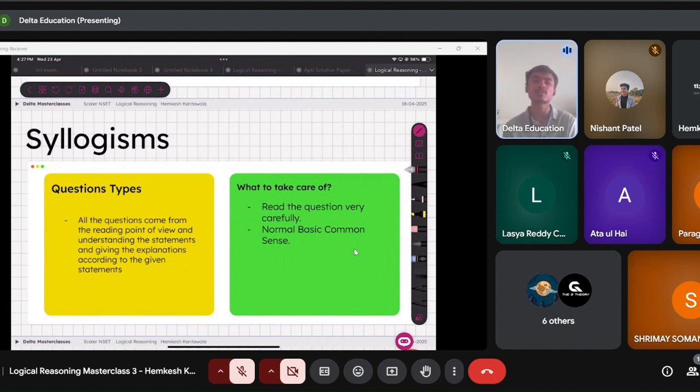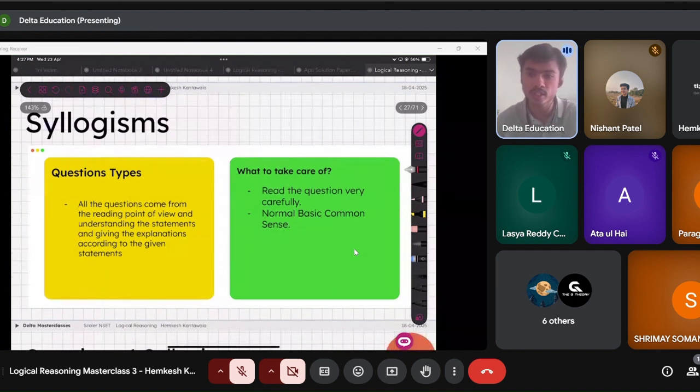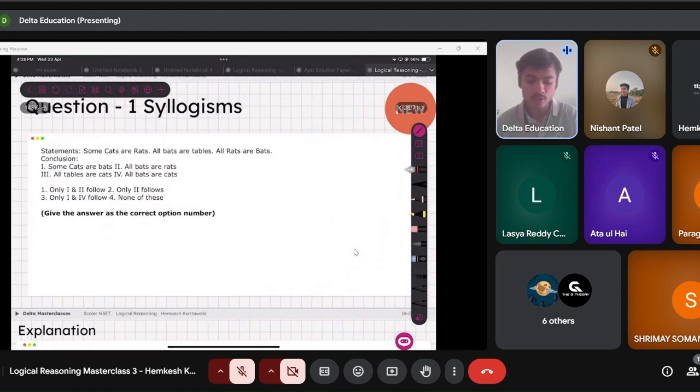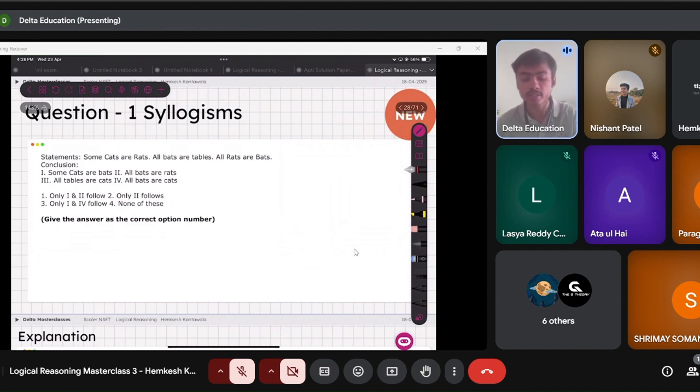Syllogisms. This type of question, syllogisms, is very easy. First of all, you just need to read the questions carefully, and while reading, draw the Venn diagrams, and you are good to go. So this is the first question. Try to solve it. Take 1 minute and solve this question. Give me the option number which is correct.